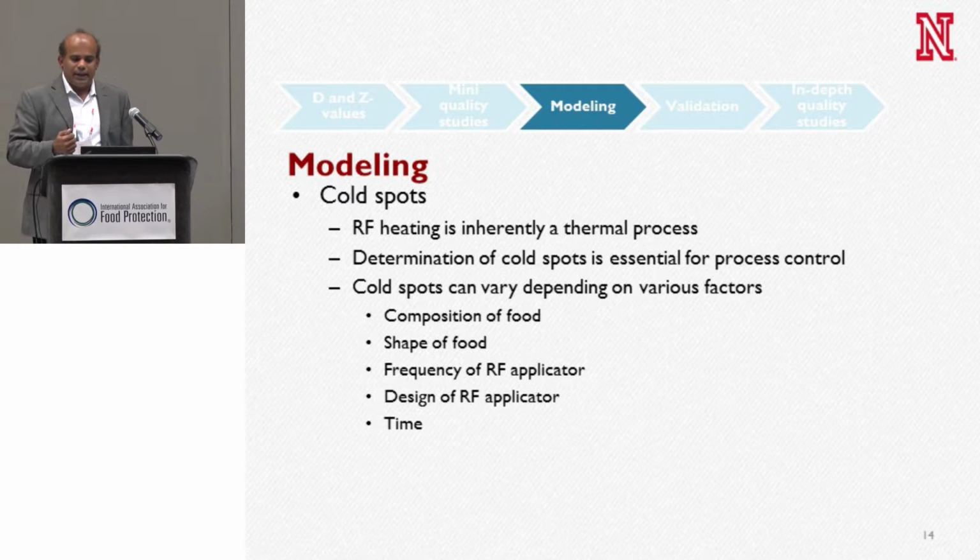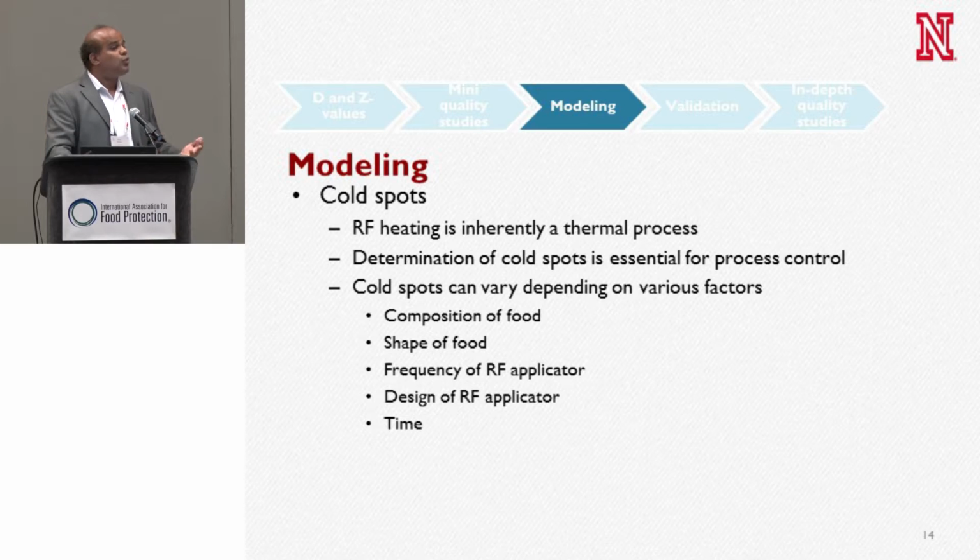The modeling is primarily to identify the cold spots and the non-uniformity of the heating. That depends on the composition of the food and the shape of the food. That's a big effect. If there are sharp corners, they will attract the radio frequency field. It can even arc. There are only three main frequencies allowed by the FCC, so you have only a few selections. And then you can change the electrode, the packaging design, and the time for the treatment.